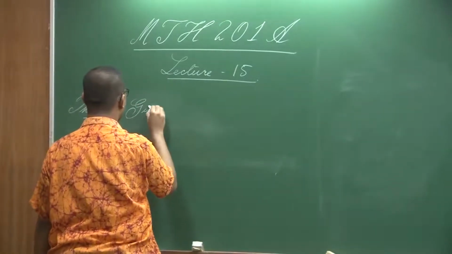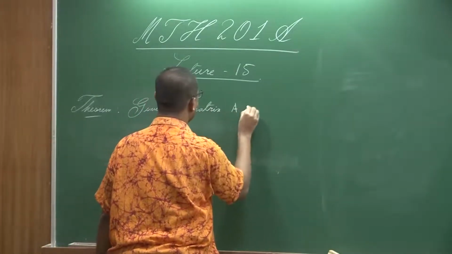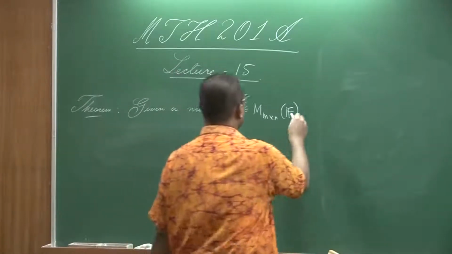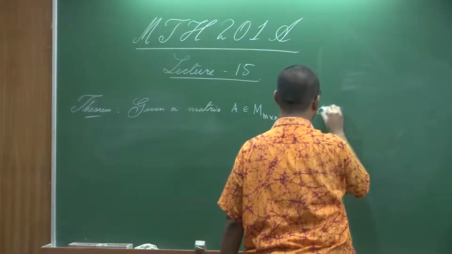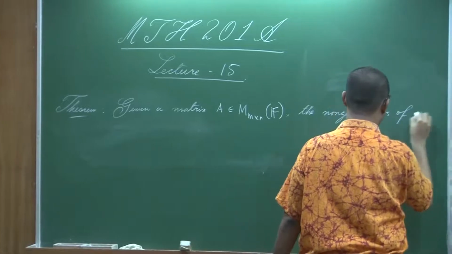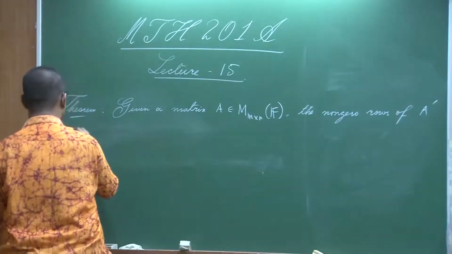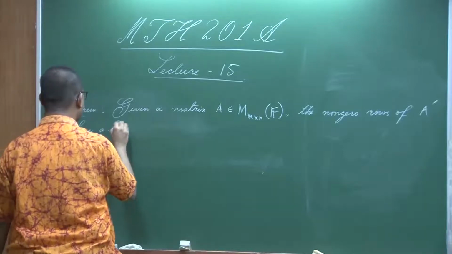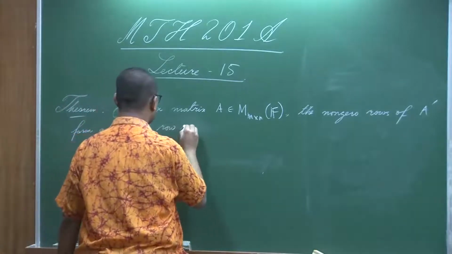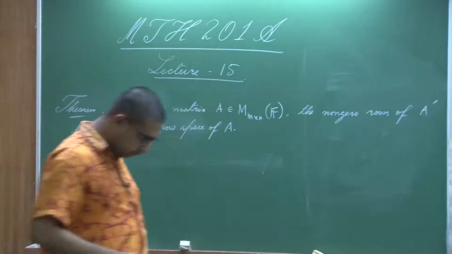Given a matrix A, the non-zero rows of A prime, where A prime is the row echelon matrix row equivalent to A, form a basis of the row space of A. Okay.